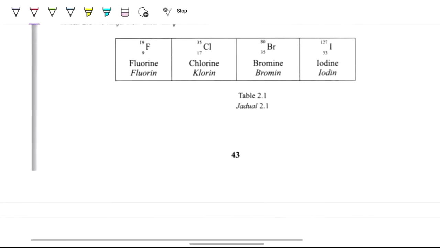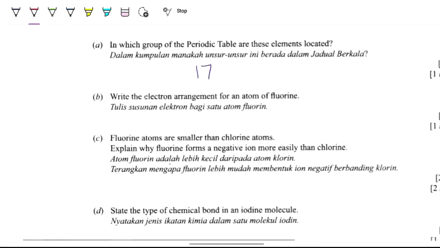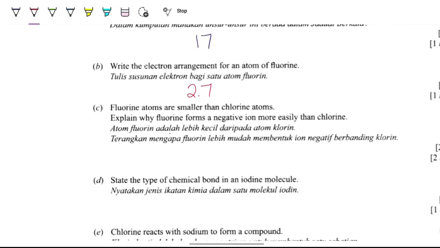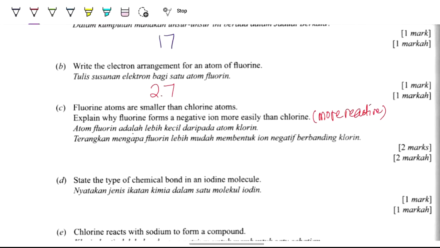So fluorine has 9 electrons, so it will be 2, 7. Fluorine atoms are smaller than the chlorine atom. Explain why it forms negative ions more easily than chlorine atoms. In other words, this means that fluorine is more reactive. So 2 marks. How are you going to answer this question?